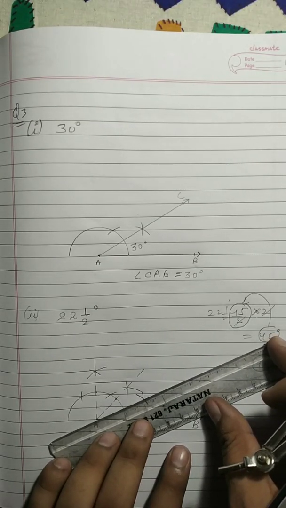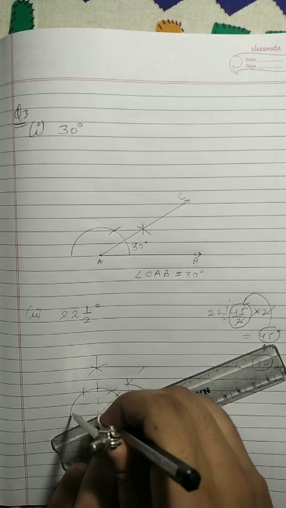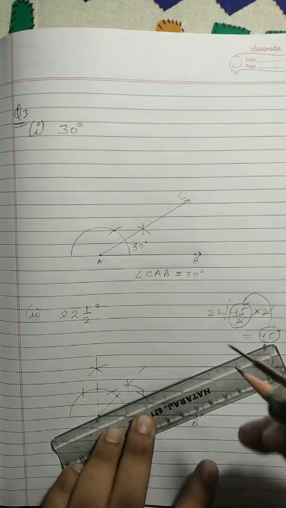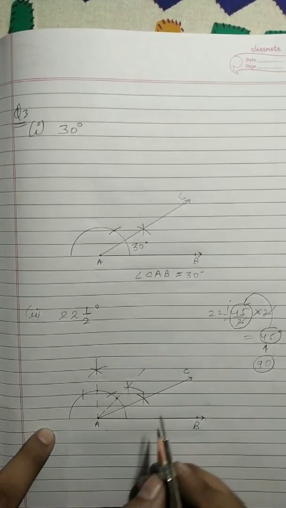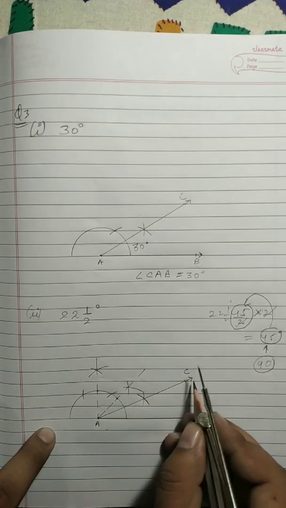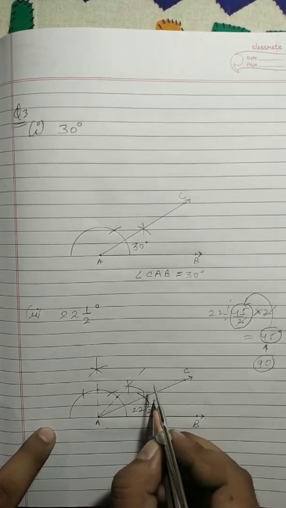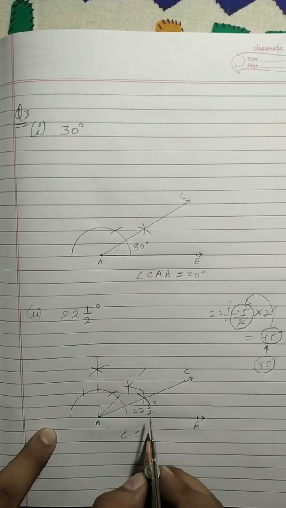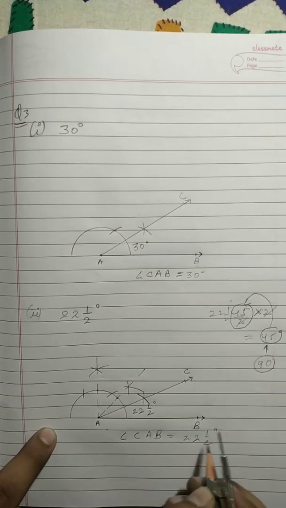Just join these 2 points. You have to always join it from the initial point, which is A. So this line with AB is making 22.5 degree. So angle CAB is once again 22.5 degree. Done.